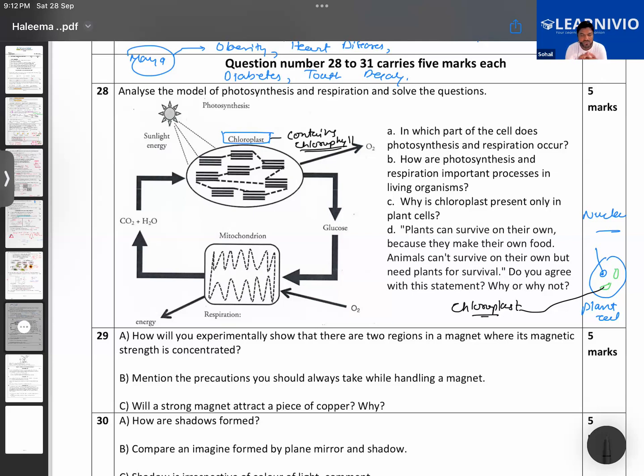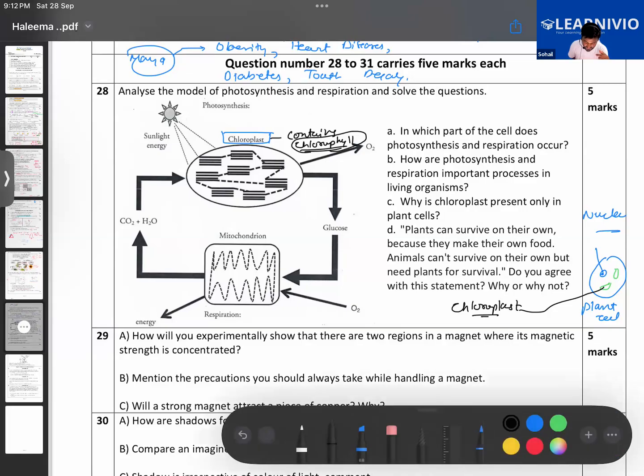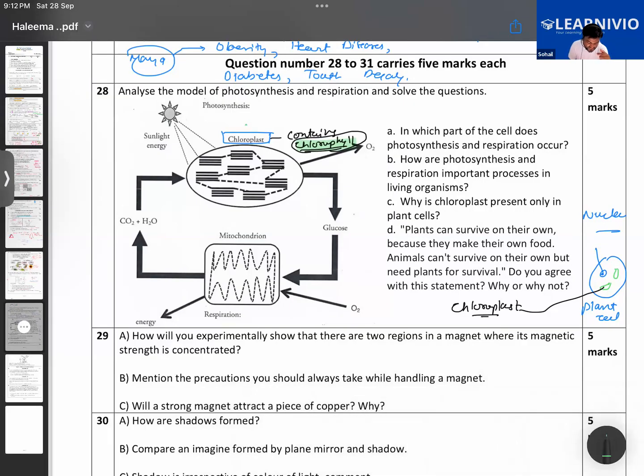So photosynthesis is occurring in the chlorophyll, and where is the chlorophyll? In the chloroplast. So we can also say that photosynthesis is occurring in the chloroplast. So in which part of the cell does photosynthesis occur? It occurs inside the chloroplast.